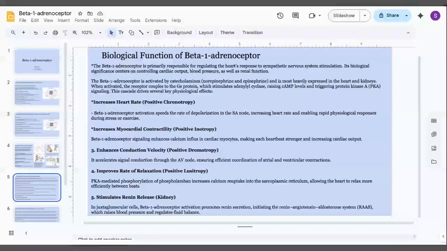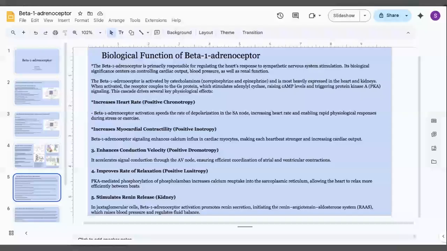One being increasing the heart rate: it speeds up the rate of depolarization within the SA node, therefore increasing heart rate and enabling that rapid physiological response during stress or exercise. It also increases myocardial contractility. Beta-1 adrenergic receptor signaling enhances the calcium influx, making each heartbeat stronger, and enhances conduction velocity, accelerating signal conduction through the AV node, which ensures efficient coordination of both the atrial and ventricular contractions.